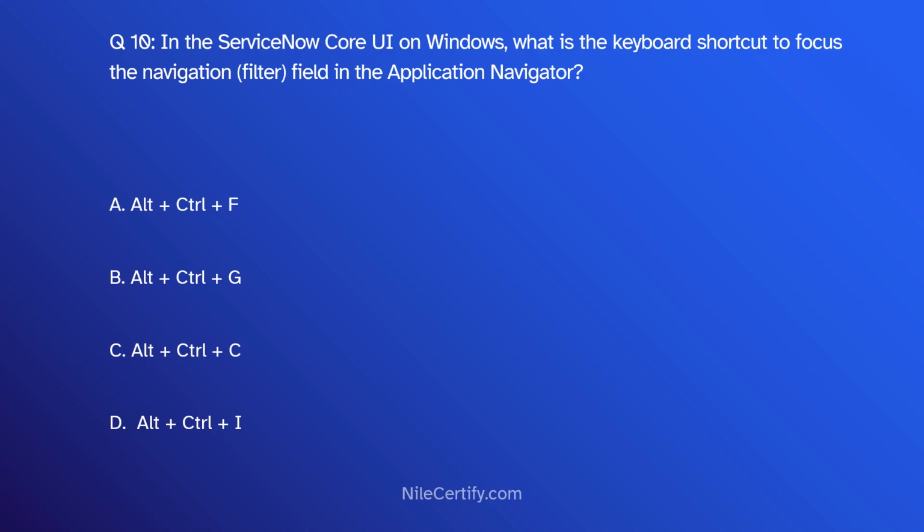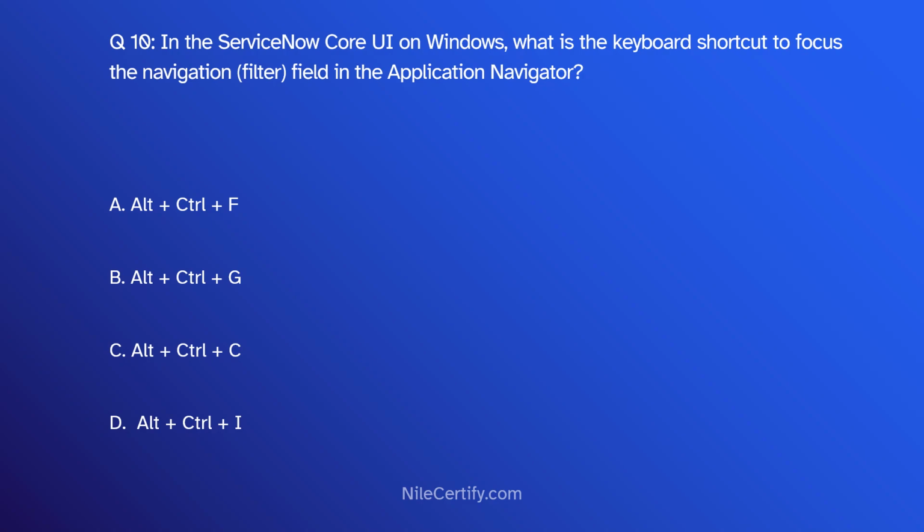And the question is asking which shortcut jumps your cursor into that field so you can start typing right away. So we are in Core UI on Windows and we want the filter navigation shortcut. Now let's study the options. Option A, Alt plus Control plus F. And this one should already feel familiar if you have used the keyboard shortcut in Core UI. On Windows, Control plus Alt plus F activates the filter navigator field. In other words, it puts the cursor in the navigation filter box on the left. And that matches the wording of the question exactly. And we will hold it as our likely answer. But let's review the other options.